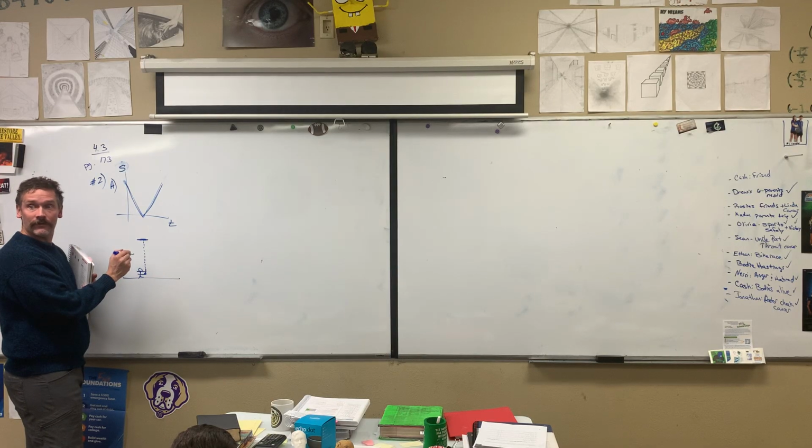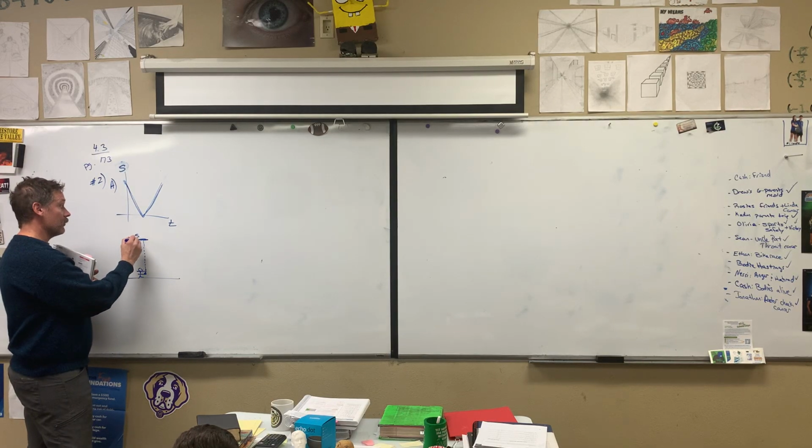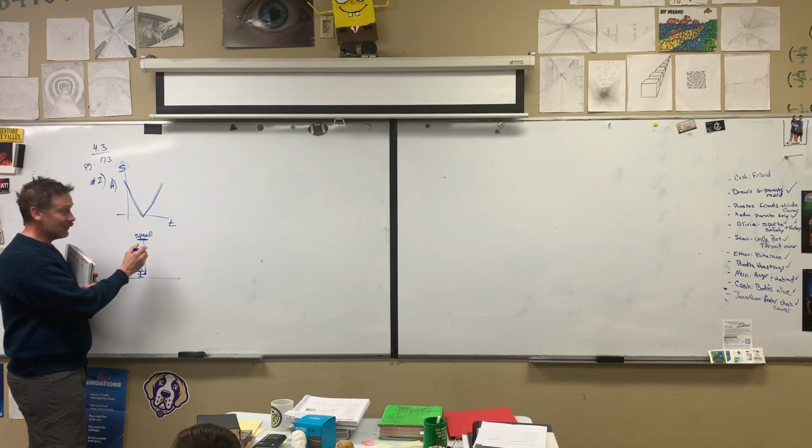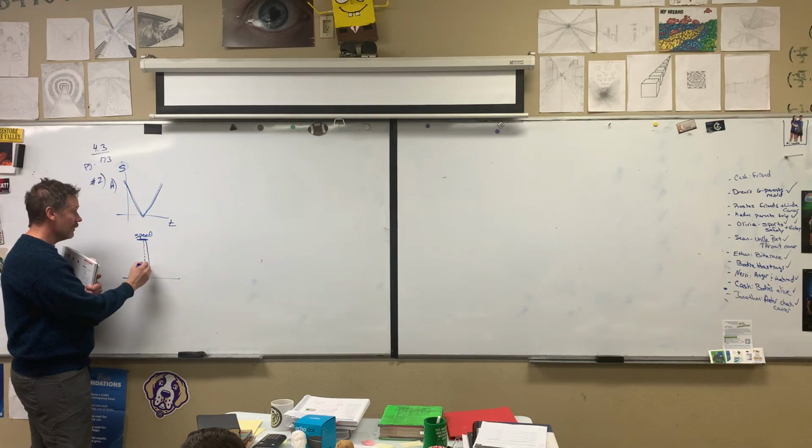And once it gets to the top, what's the speed of the ball at the very top? Turning downwards, yeah. So what's the speed at the very top? 0, right? The ball hits the speed of 0.